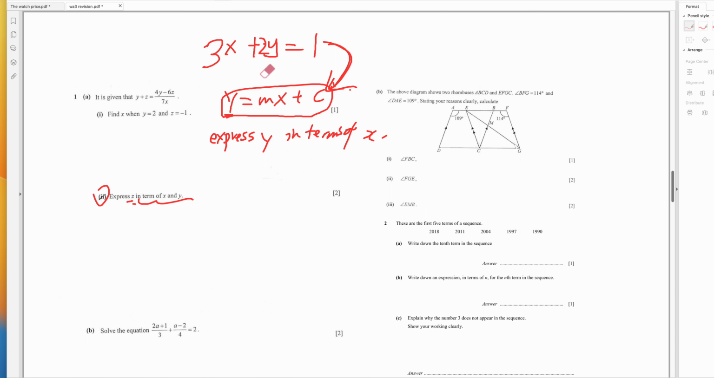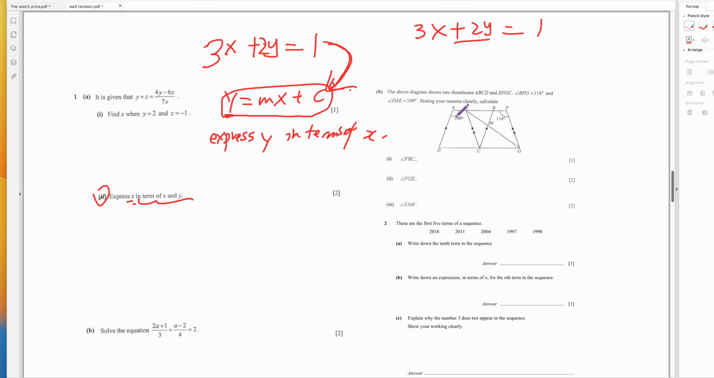I got y equals to negative 3x plus 1 divided by 2. Okay, so let me tell you the approach to do this. The approach is you get the y on one side, the non-y on the other side. So later you do the same thing for the z.